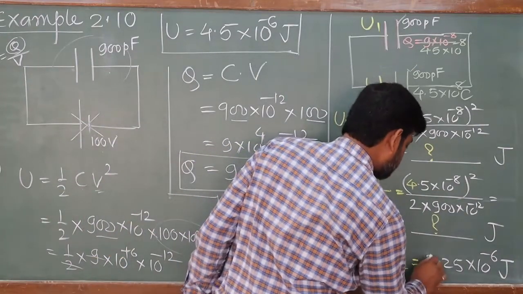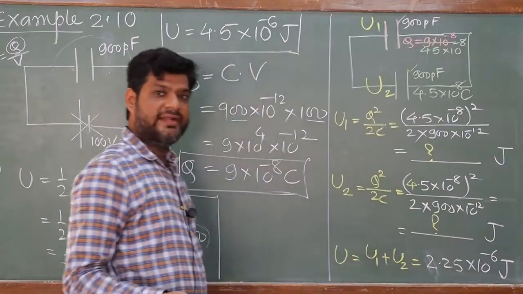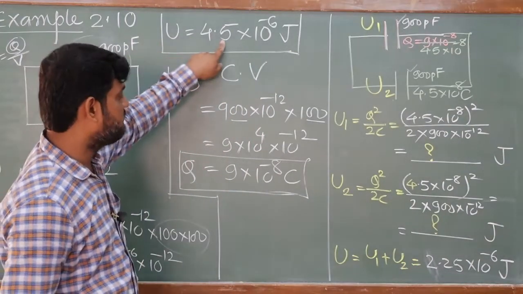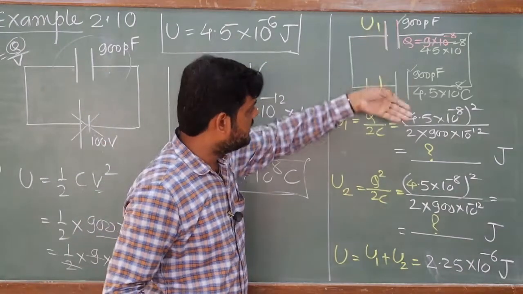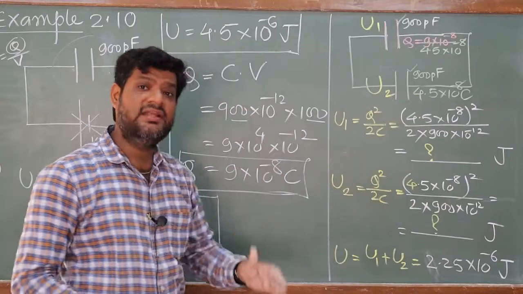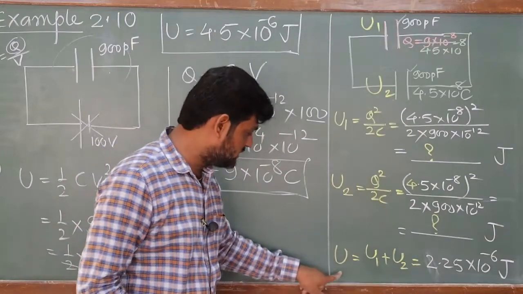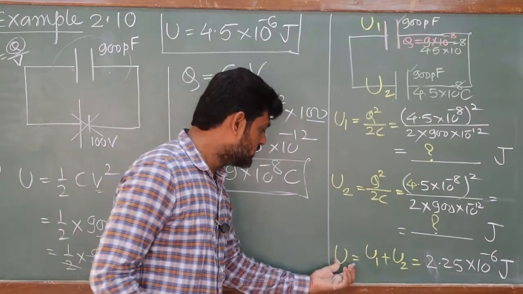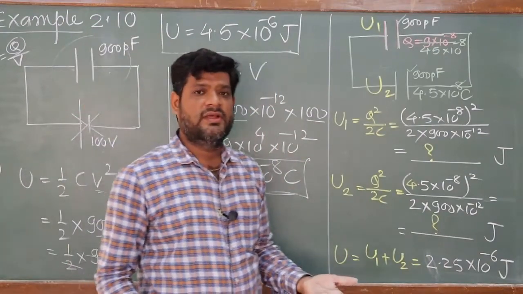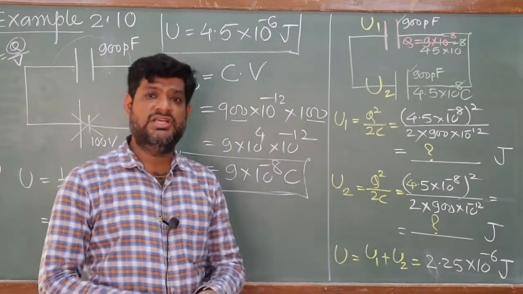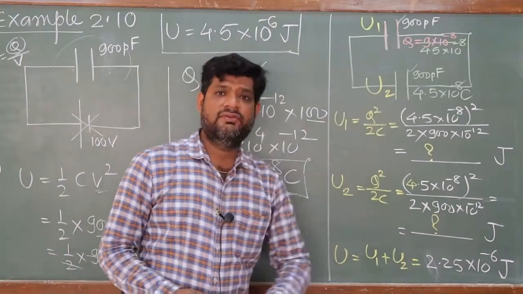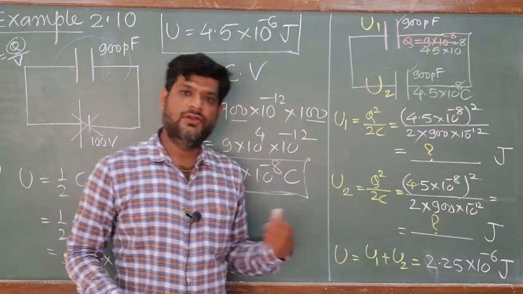This is your energy of the system. You can find the difference of energy. Before, the energy is 4.5. After applying this, the energy of the system becomes 2.25. So you can take delta U as this U minus this U, and by doing this, you can get the change in energy. Understand? So in this way, we have completed this numerical.